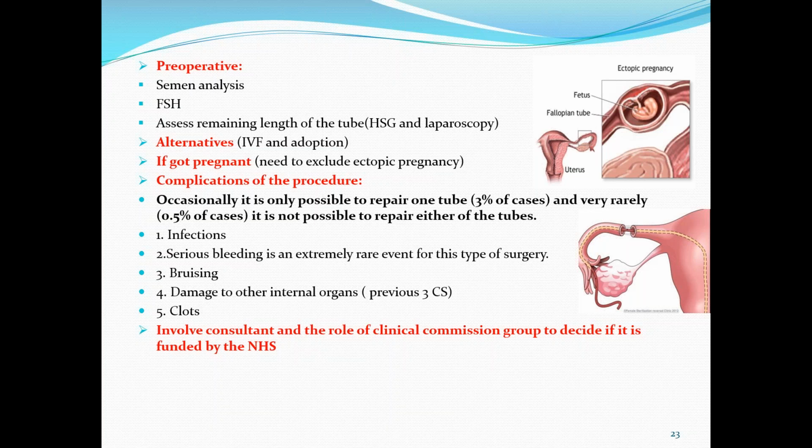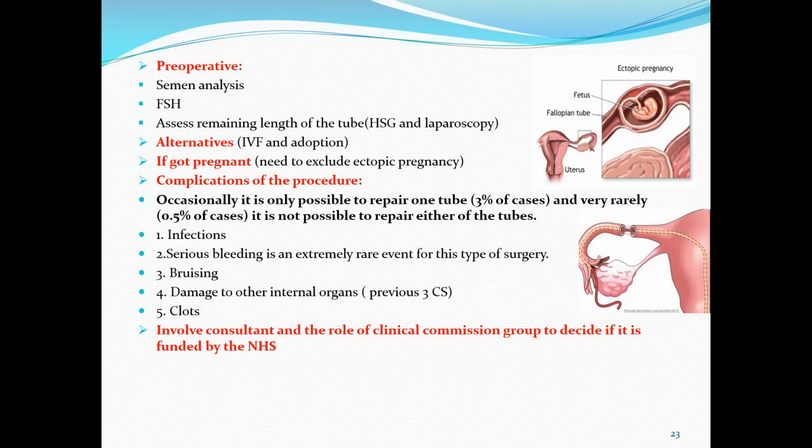Then you need to discuss alternatives. Alternative options could be either reversal of sterilization, IVF, or adoption. If you tell her about IVF, she will ask you also, I need it to be funded. The same answer applies: you need to ask your GP to do an application form for the clinical commissioning group to see if it can be funded or not. You also tell her if she gets pregnant following the reversal, she needs to seek advice immediately in the early pregnancy unit to make sure that she has a healthy intrauterine pregnancy, because there is a risk of ectopic pregnancy following reversal of sterilization.